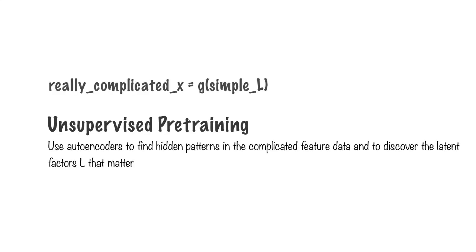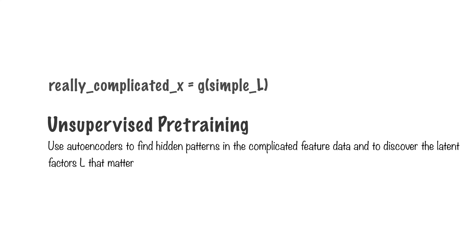You'll use autoencoders in an unsupervised pre-training step, which is done before you feed the data into your machine learning model for classification, regression, or any other supervised training algorithm. You'll use the autoencoders to find hidden patterns in the complicated feature data. Once you've figured out the latent factors, you can simply use the lower dimensionality latent factors to feed into your supervised learning model.